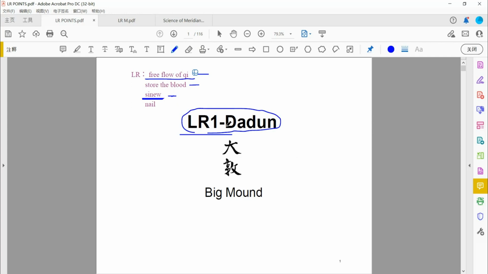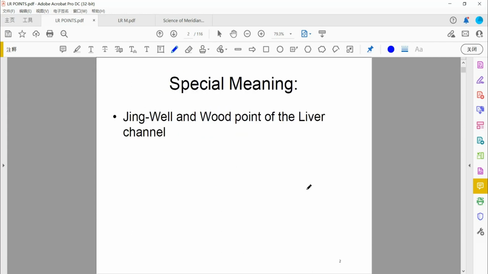Right, let's take a look at the first one, liver 1, Dadun. The jing-well and the wood point. Wood points, the liver belongs to wood. So for wood points, we call it the horary point. So this one is the horary point.